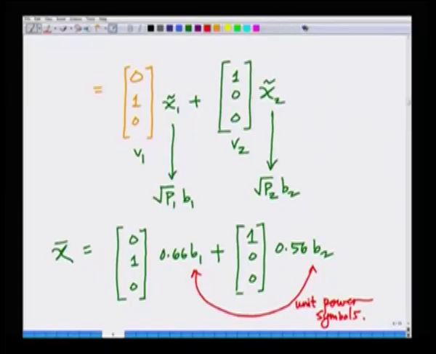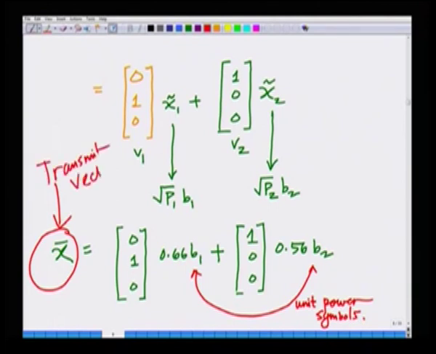And this is the transmit vector, this is the actual transmit vector. This is the transmit vector to maximize capacity. All right. So, this is the transmit vector that maximizes the capacity.